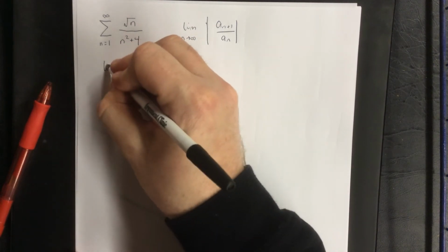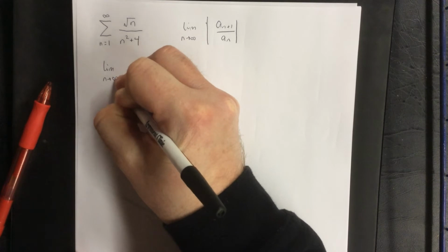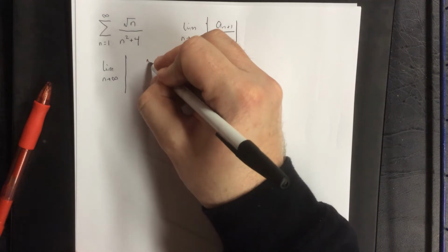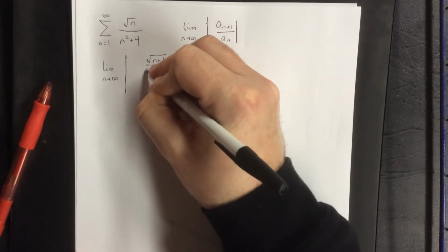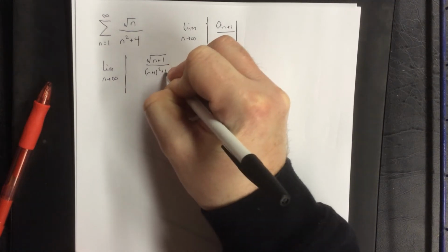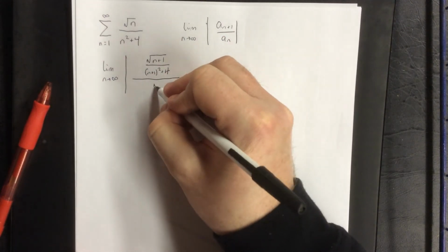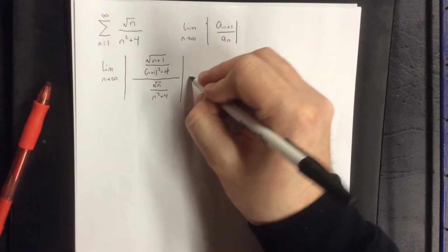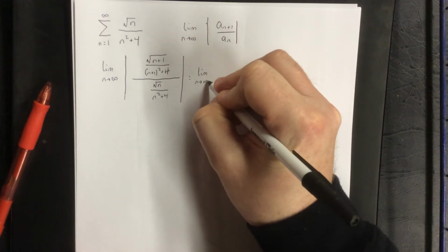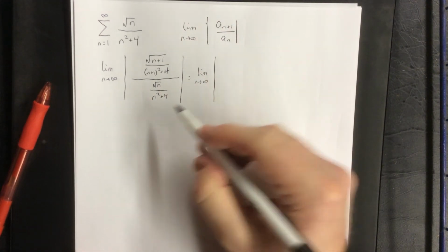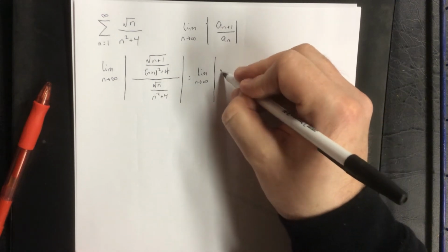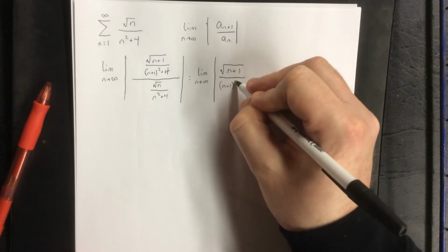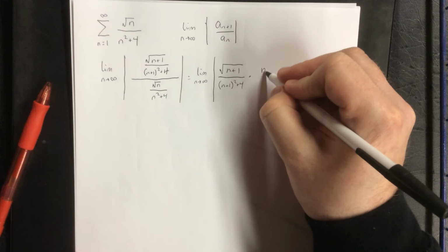So set up a nice big fraction, limit as n approaches infinity of absolute value of. Replace all the n's with an n plus 1. This will be the square root of n plus 1 over n plus 1 quantity squared plus 4. All over a sub n, which is just the original expression. Make that a little longer. So limit as n goes to infinity of, we'll do the same thing for this as what we've done on the last couple problems and say we'll change that to multiplication by the reciprocal, like so, times multiplication by the reciprocal.